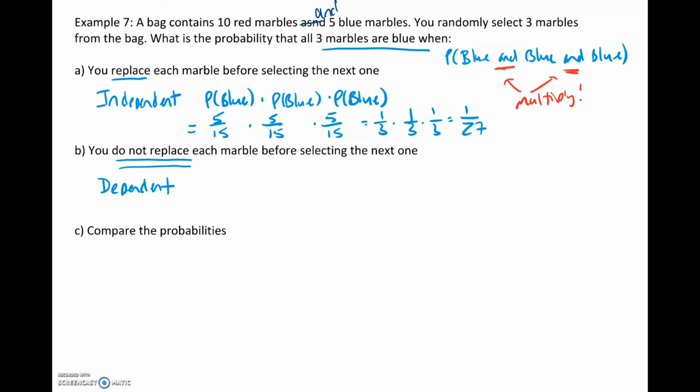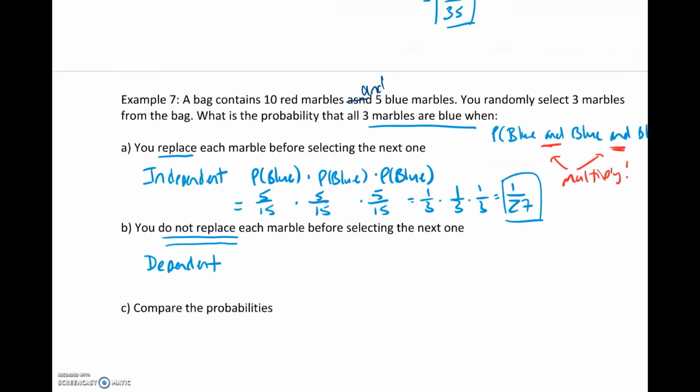So let's compare that to the dependent situation. Now what's just a little bit tricky about this is we have to think about how the totals change, which isn't really a trick at all. You just have to think about it logically. You're like, I took 1 out, now there's 14. How many blue are left, etc.